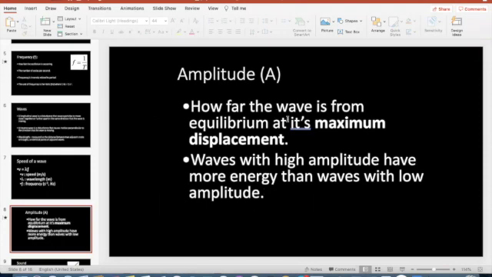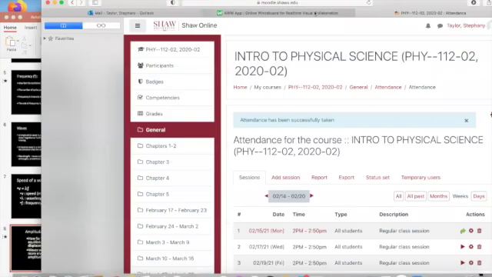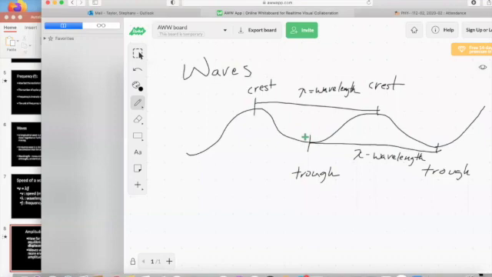Amplitude is how far the wave is from its maximum displacement. So it's the high and the low of the wave. If we go back to the whiteboard, our amplitude would be between this crest and this trough. The peak down to the lowest point would be our amplitude A. So that's the amplitude. Wavelength is from crest to crest or trough to trough, and amplitude is from peak to low point.